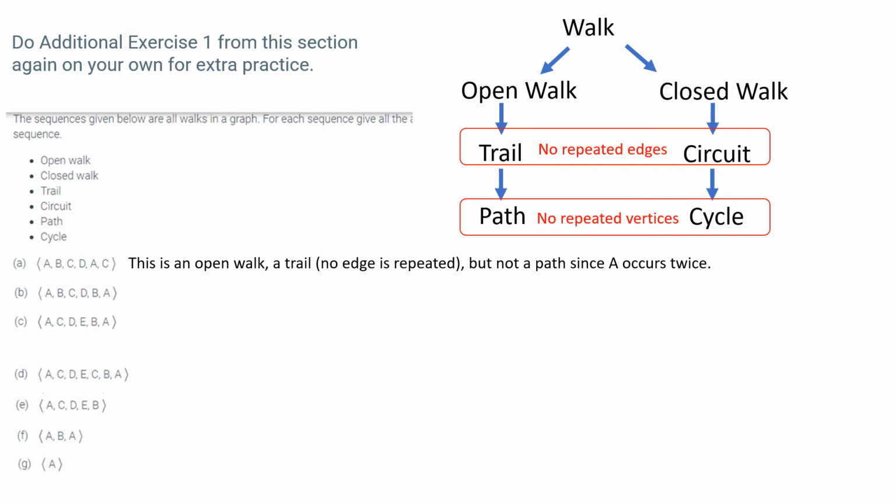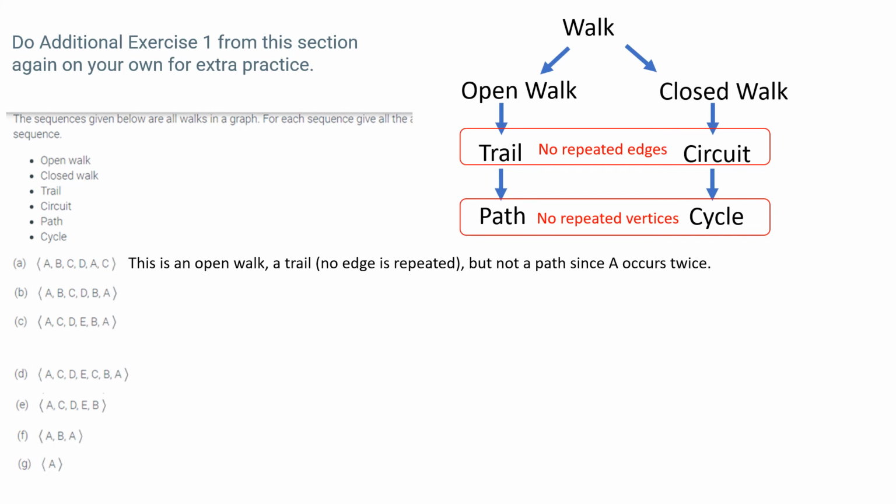I had to think about that a minute. Because I did go back to A, but did I go over the same edge twice? And it turns out we didn't. So we would say it's an open walk, and it is a trail because no edge is repeated. But because A appears twice, not at the beginning and end, but beginning and next to the end, then we could say it's not a path.